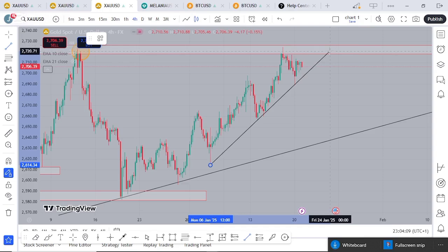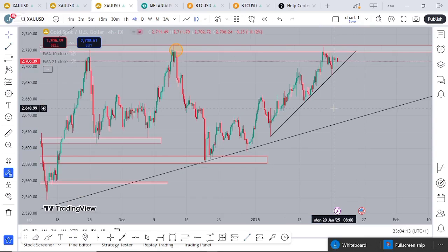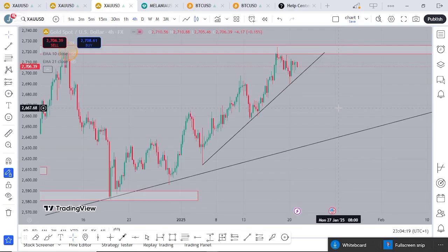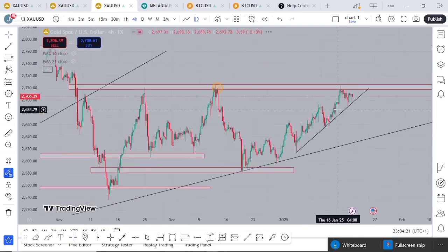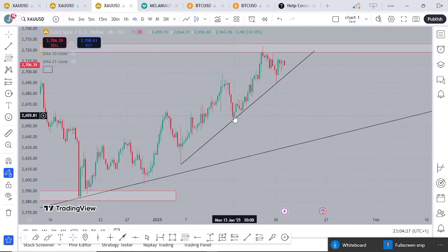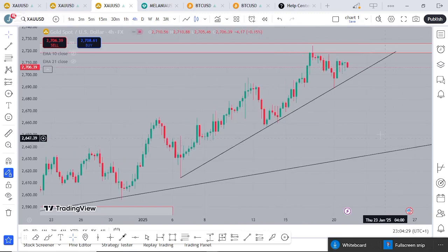Now I'm just giving a very simple overview of what the market has done recently on gold, and what we are going to expect this week. Today, Monday, there wasn't much volatility, but we're expecting volatility tomorrow on gold. This is a trend line that has held the market recently. Since the market has taken this extra liquidity, we are expecting a little pullback.